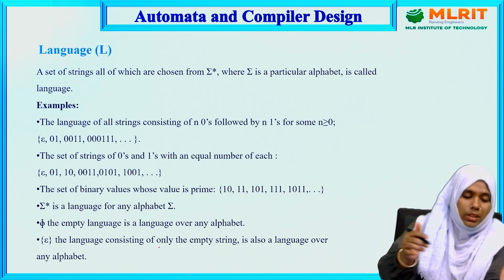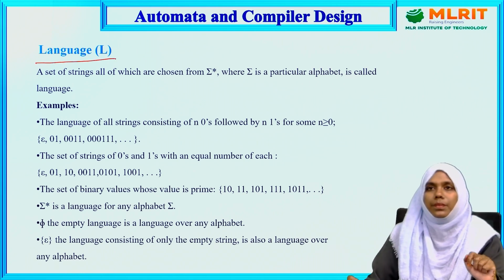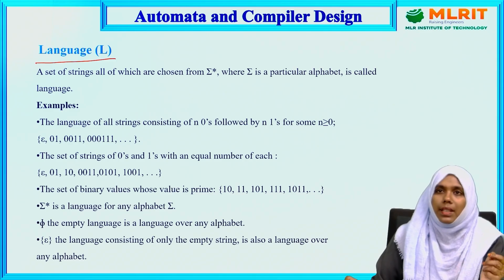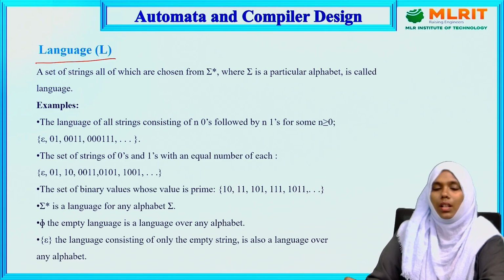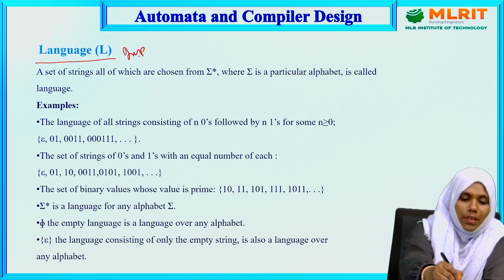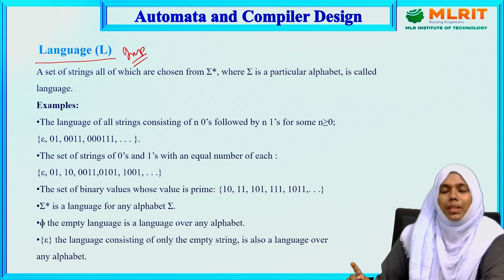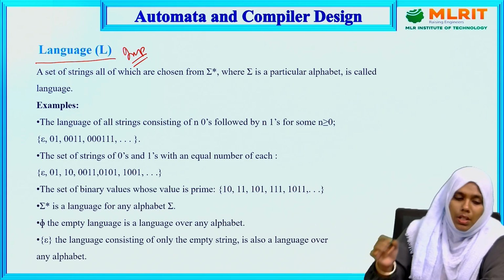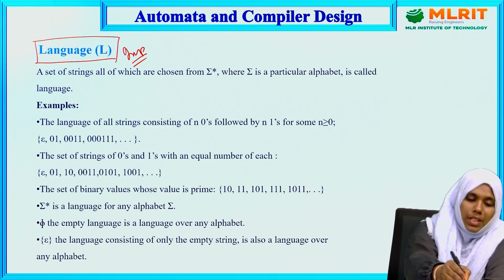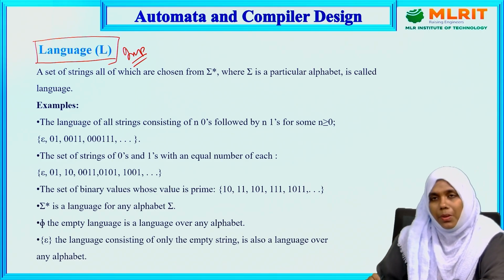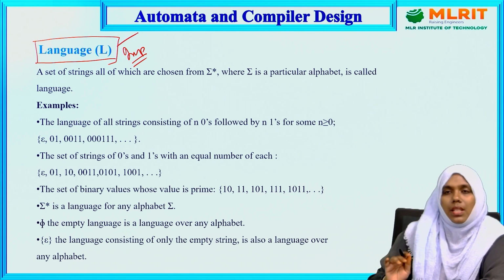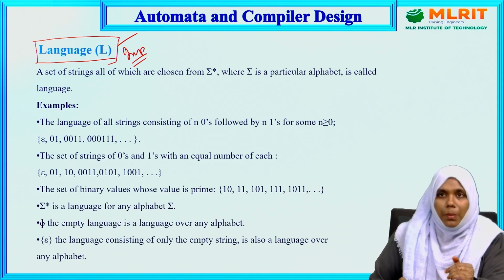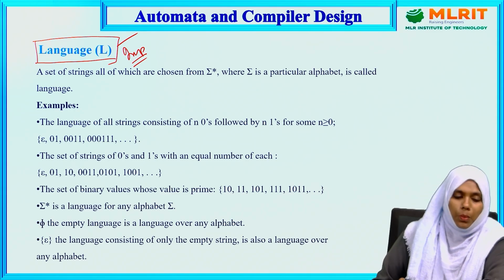Now the next topic after alphabets and strings, the third topic, is languages. This is very, very important because without knowing the language, we can't draw any automata, finite automata, whether it may be a DFA or NFA. So before understanding what finite automata are and the different types of finite automata, this is very important. The language can be understood if we know the alphabet as well as the string. Now, what is a language?